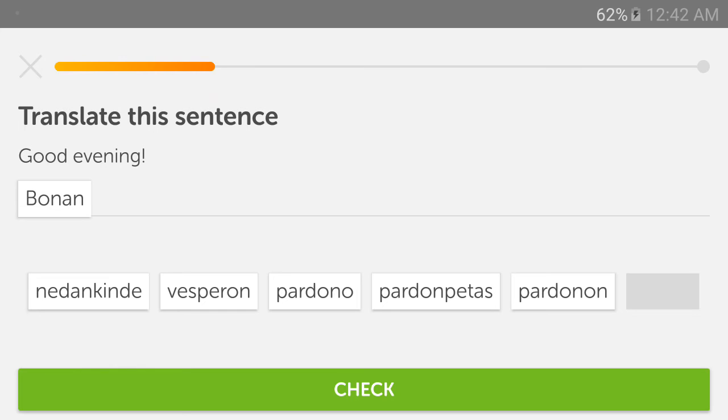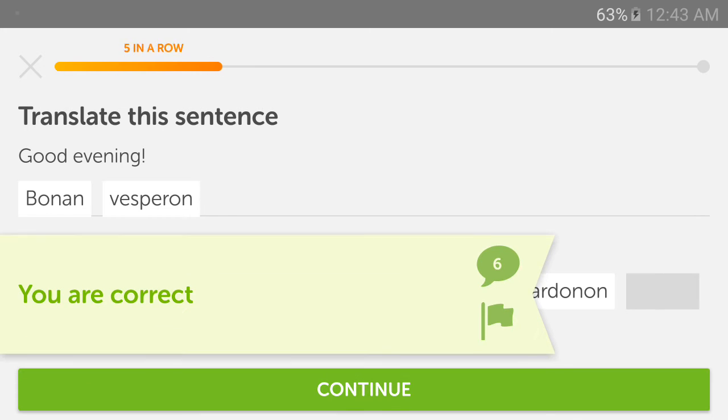Vespero is evening. Vesperon, adding an N to the end of a word makes it the object of a sentence. And in Esperanto, adjectives must agree with nouns. So if a noun is an object, so must also be the thing that describes it. So if it's a good night, it also must have an N on the end of it to agree with the object of the sentence. So bonan vesperon.